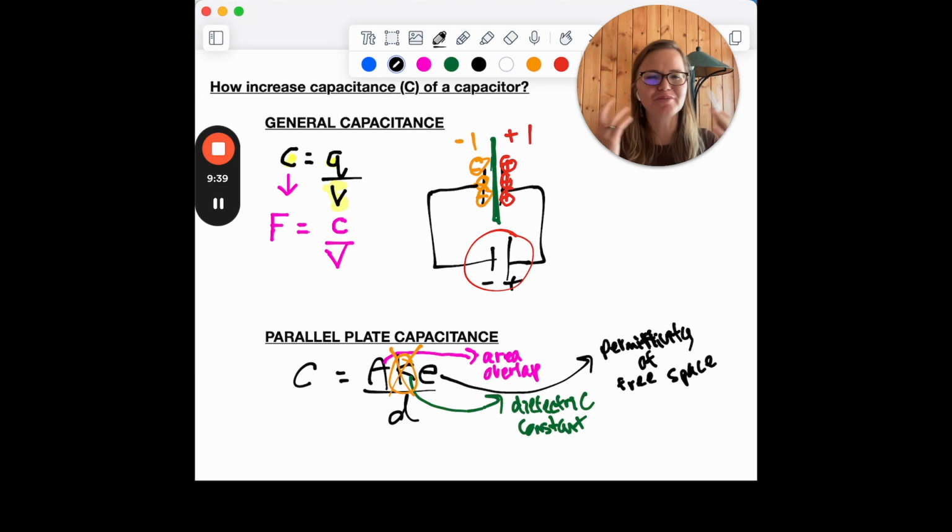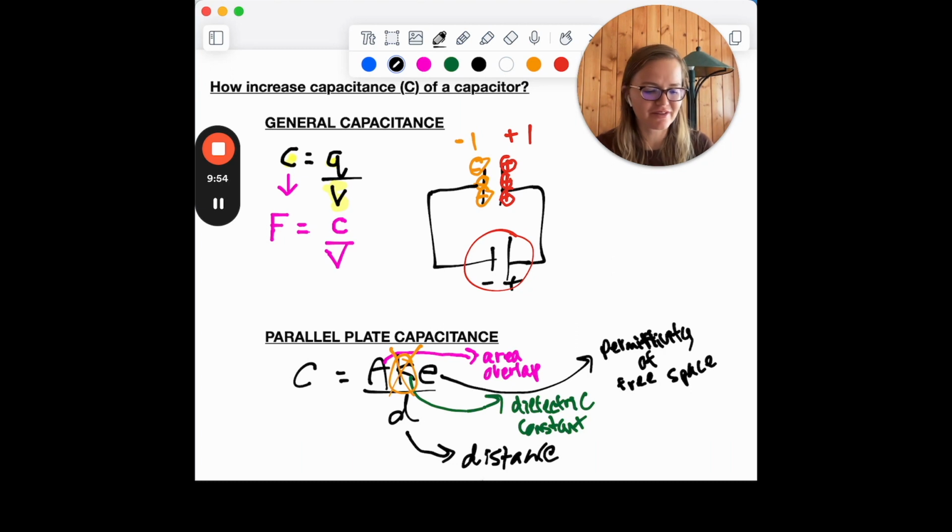So that E value would be given to you in a passage if it's relevant and you need to use it. Now, finally, in our denominator here, we have D. And D is going to represent, as usual, distance. In this case, it's going to be the distance between the plates of our capacitor. So in other words, I'll draw in blue here, our D would be this distance here between our plates.